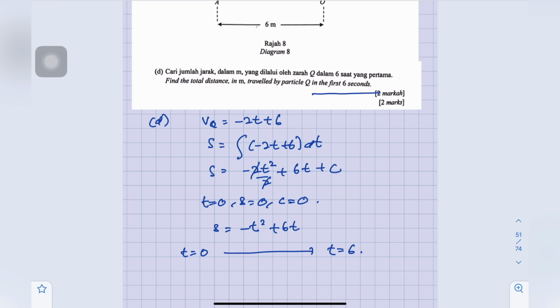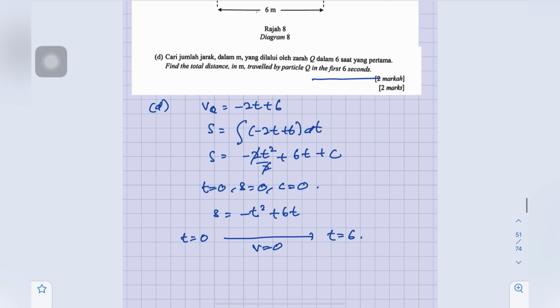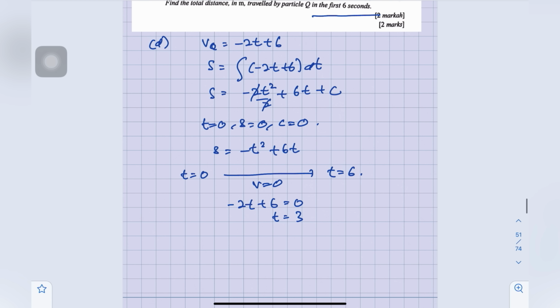But you must test between t equals 0 and t equals 6 whether the particle changes direction. When the particle changes direction, v equals 0. So you test negative 2t plus 6 equals 0, then t equals 3. So the particle changes the direction of its movement within 0 to 6. Then you have to substitute t equals 0, t equals 3, and t equals 6 into s.